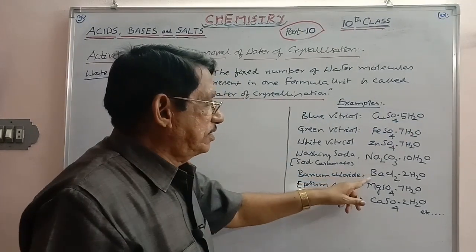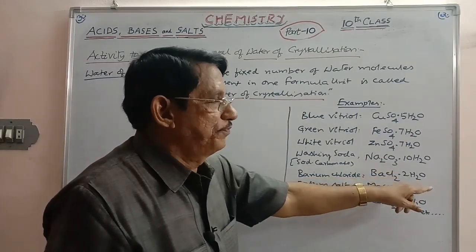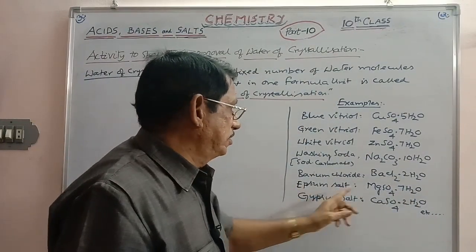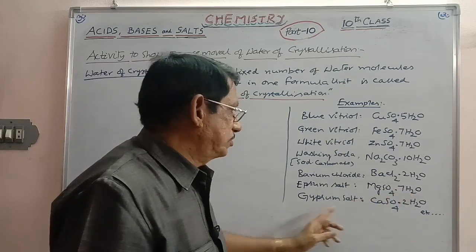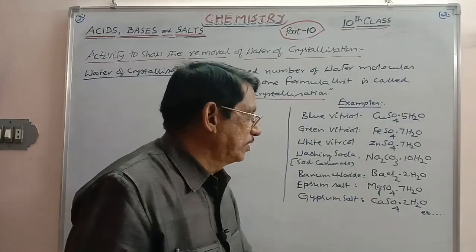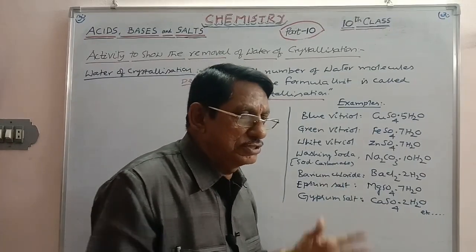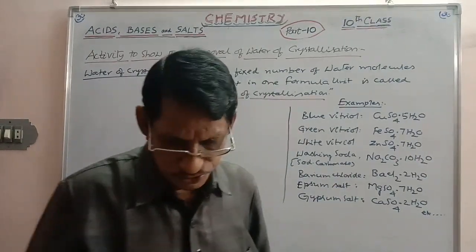Barium chloride's actual formula is BaCl2·2H2O. Similarly, magnesium chloride, MgCl2·6H2O. Epsom salt, magnesium sulfate, MgSO4·7H2O. Gypsum, calcium sulfate, CaSO4·2H2O. All these are examples where water of crystallization is associated with the formula units of their ionic compounds.